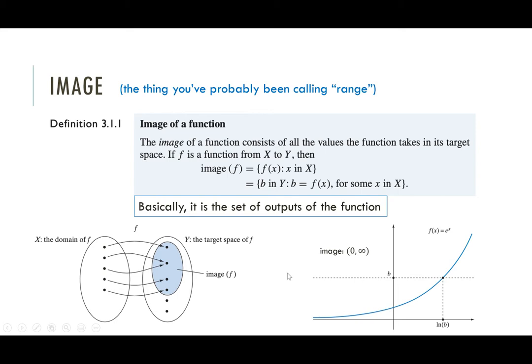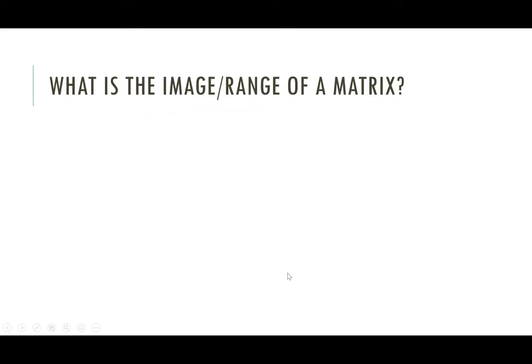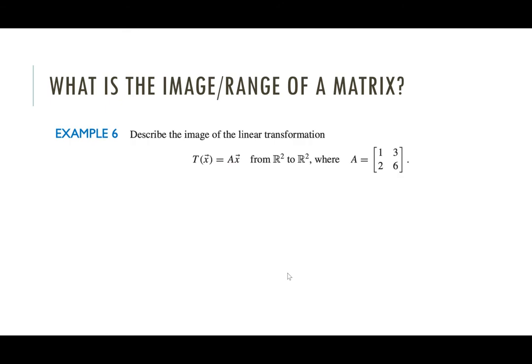But I didn't mention this to go over things you already know. In this class, we are interested in what the image or range of a matrix or a linear transformation is. So let's look at an example. Let's take a specific linear transformation that is represented by the matrix A, with rows 1, 2 and 3, 6. What is the image of this linear transformation? What is the set of possible outputs?